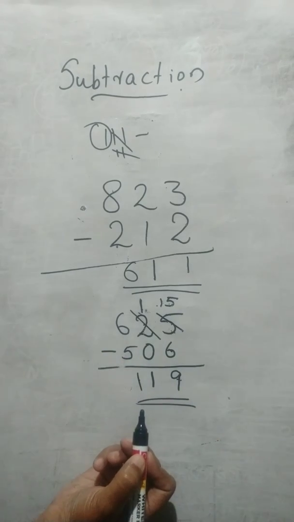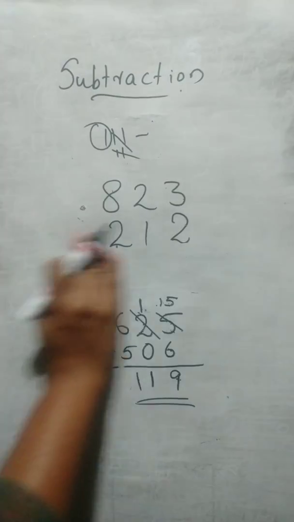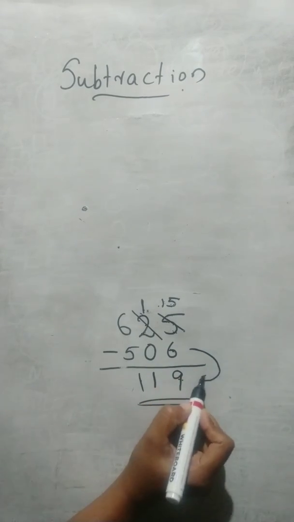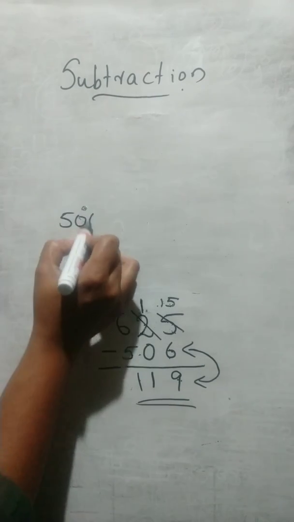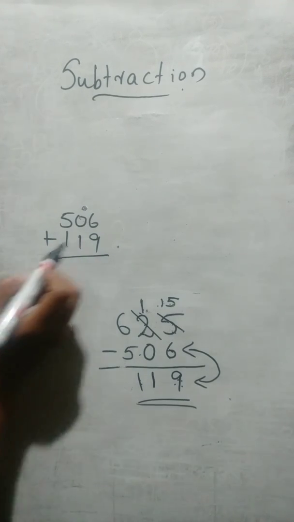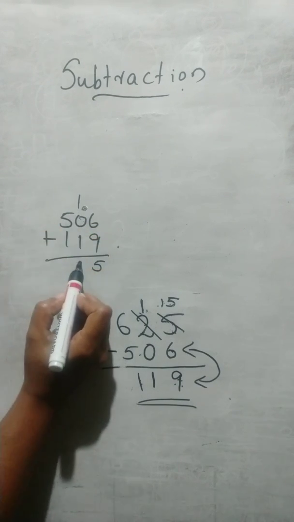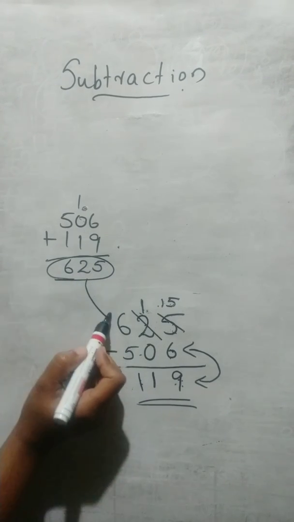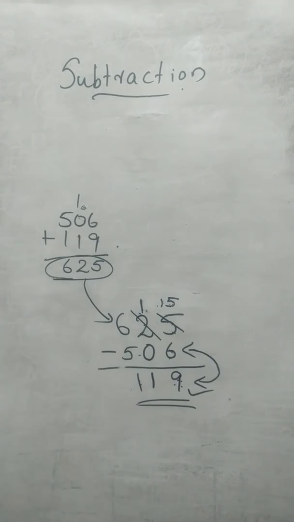If you have any doubt, we can check whether the answer is correct or wrong. How can we check that? We have to add these two numbers and we can check. Which numbers? Here 506 and our answer, that is 119. We can add these two. So 6 plus 9, 15. 1 will be there. 1 plus 1, 2. 5 plus 1, 6. So we got 625. So our answer is correct. Okay. Now another question.